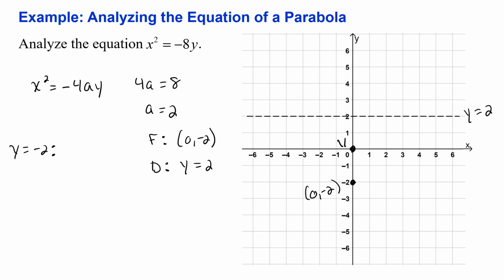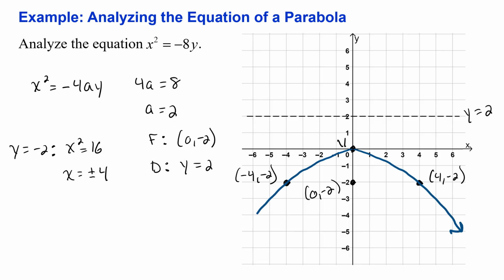equation x squared equals negative 8y. Now this gives us x squared equals 16, and solving for x, we get x is equal to plus or minus 4. So let's plot the points (4, negative 2) and (negative 4, negative 2). Now that we've plotted all the guiding information, let's draw the parabola from the vertex through the point (4, negative 2), and from the vertex through the point (negative 4, negative 2).